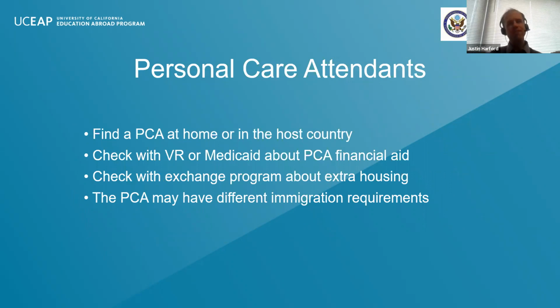But you can usually find a PCA at home or in the host country. And if you use PCA services, you probably already know a few people. And you may be able to check with VR. I don't know what the rules are with Medicaid or VR in California, but we've known of cases where people have been able to use vocational rehabilitation if you have a case open with them and you can prove that it's about becoming employable.